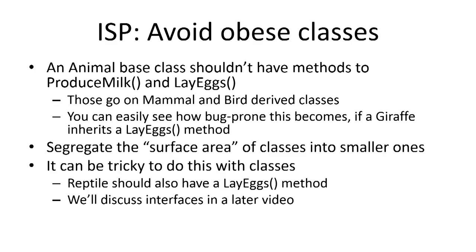The way to solve this problem in C# is to use a feature called interfaces, which is why this is called the interface segregation principle in part. And we're going to discuss them in a later video.